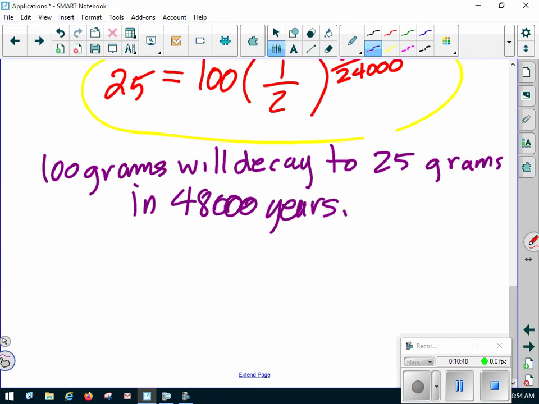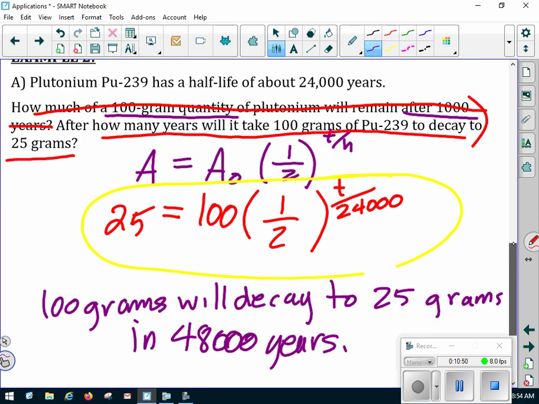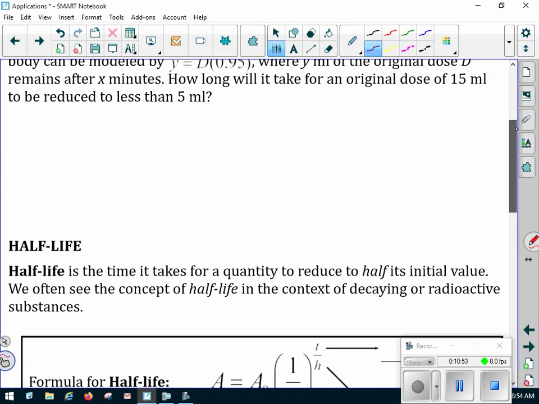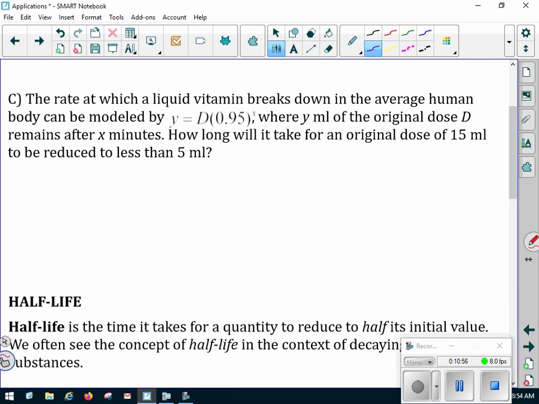Let's go back to the one that apparently I skipped, which I believe was this one. Is that right? Okay, so let's go back there. The rate at which a liquid vitamin breaks down in the average human body can be modeled by that equation where Y is the milliliters of the original dose D that remains after X minutes. So this is how much is left after that many minutes.